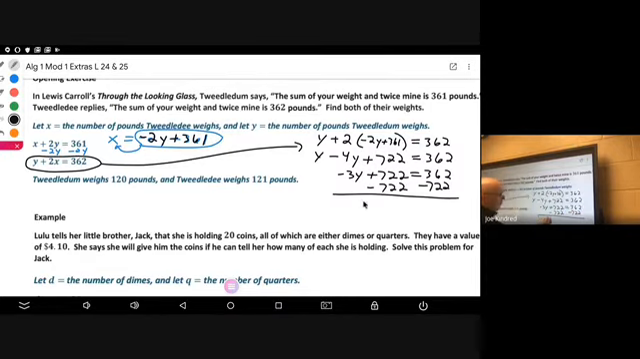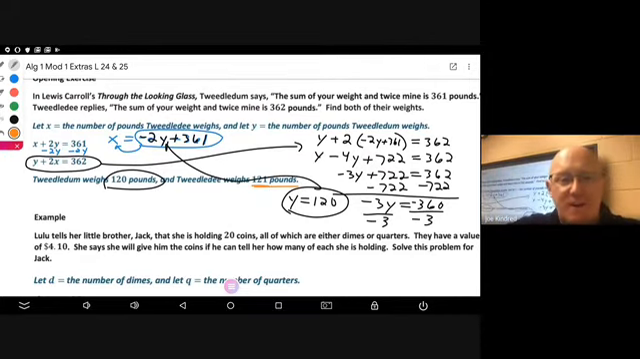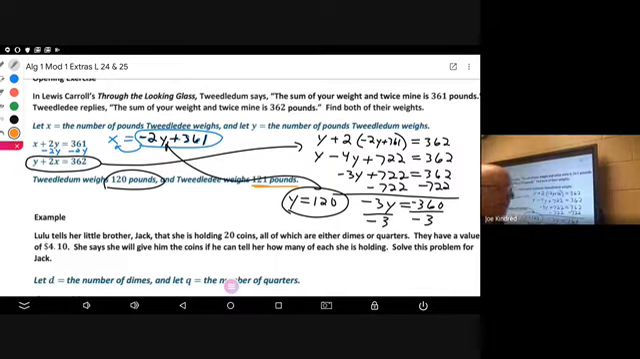Slow this video down if you have to. Divide by negative 3, and I get y is equal to 120. That matches our answer of 120 here. When I substitute this back in for y, I will get my 121 pounds as it says there in the answer. So we're using systems to solve, but we have to set the system up first. And so there's our first example.